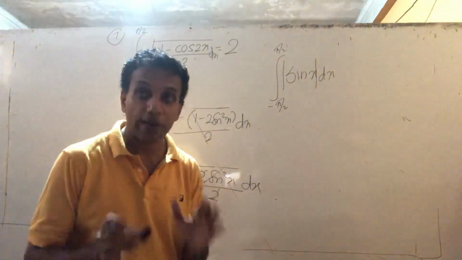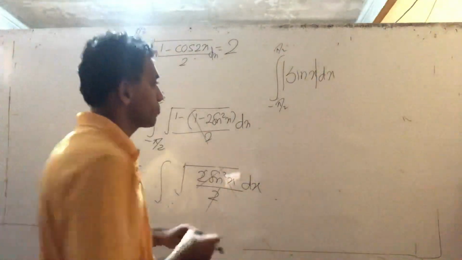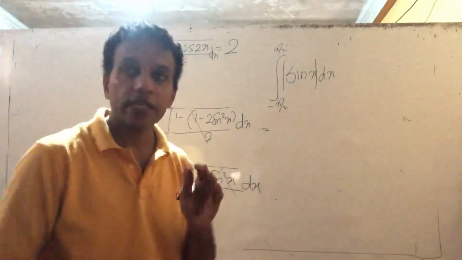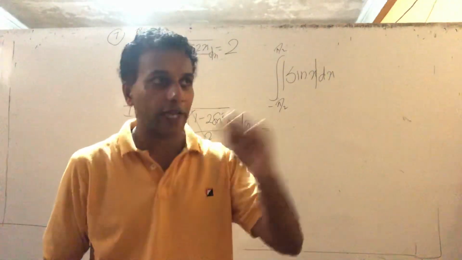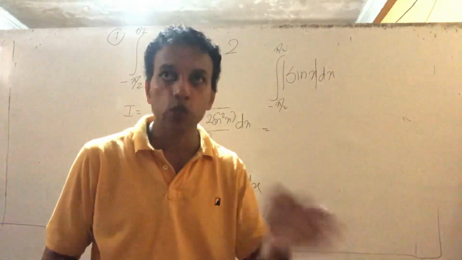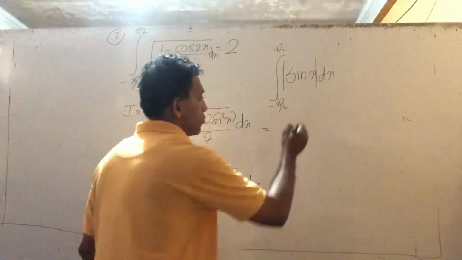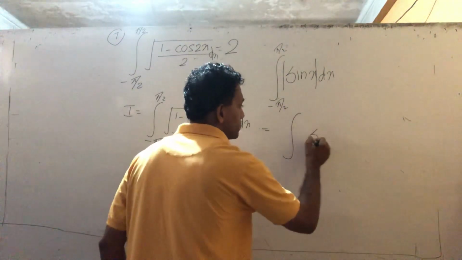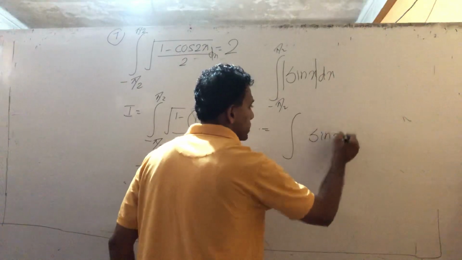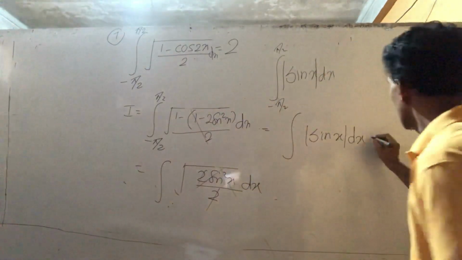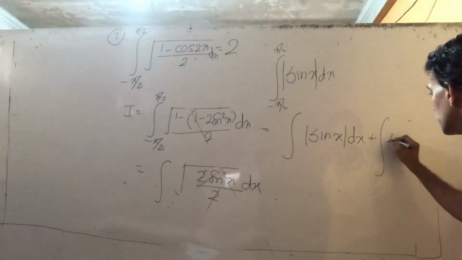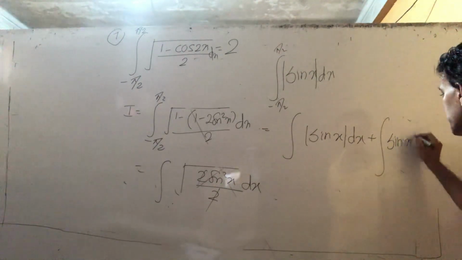So now I show the correct answer is given as 2. When working the modulus problem, you break the question into 2 parts, right? So therefore, integral modulus sin x dx plus again integral modulus sin x dx.